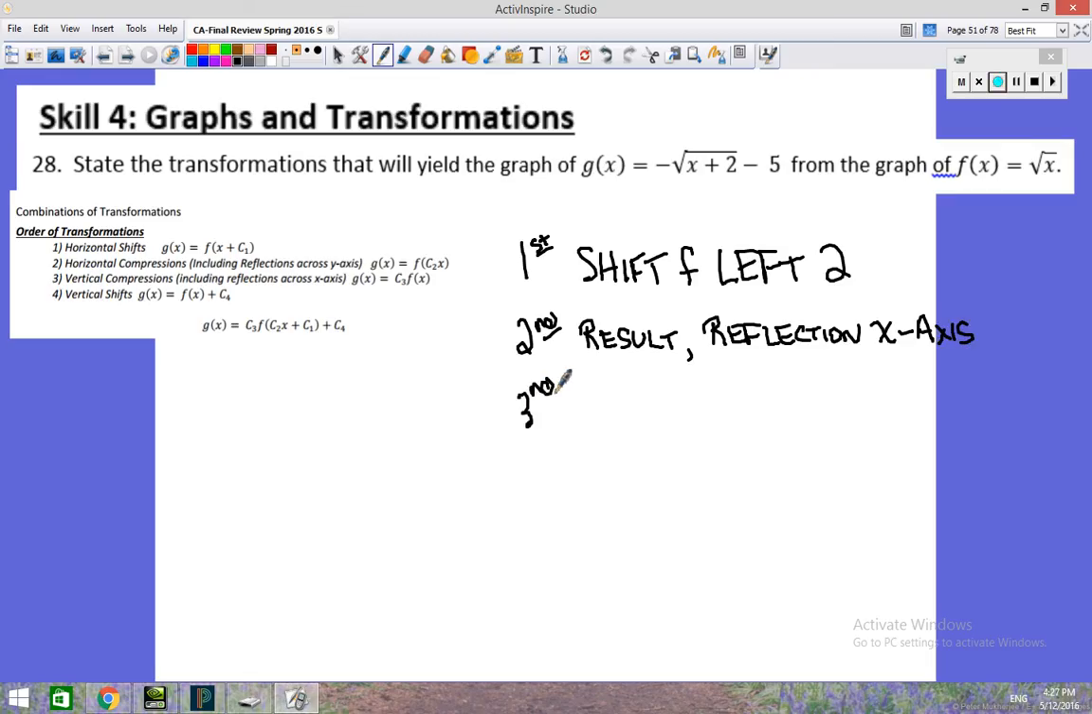Then in our third step, we're taking the result from our second step. So again, by result, we mean the immediate resulting graph following that transformation. We go down 5. So it's only the first transformation that's affecting the parent function. After that, your answers are building on top of each other. That's why this order is important, to end up with the correct graph. If you do these transformations in a different order, you may not end up with the same graph that we do following this order.